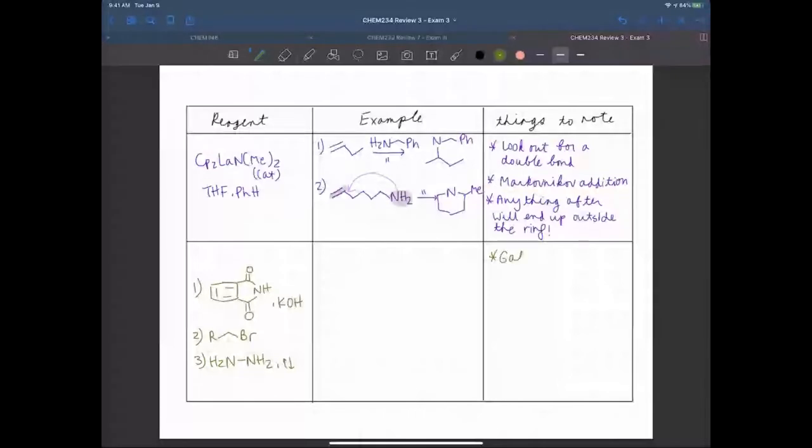And what do we need the Gabriel synthesis for? We need it because what happens if we try to use ammonia instead to add an R group to ammonia? It will overalkylate, right? So we use this to prevent overalkylation with ammonia.